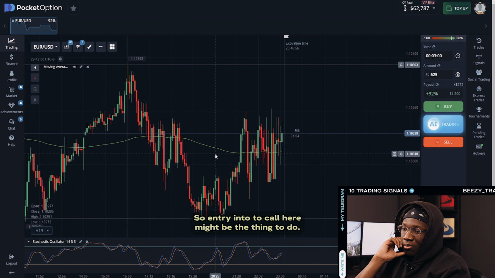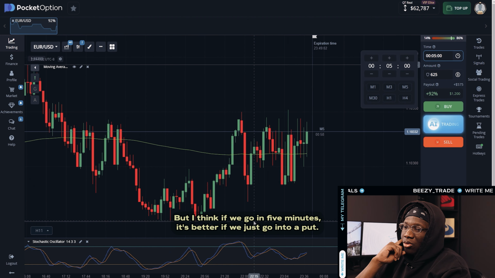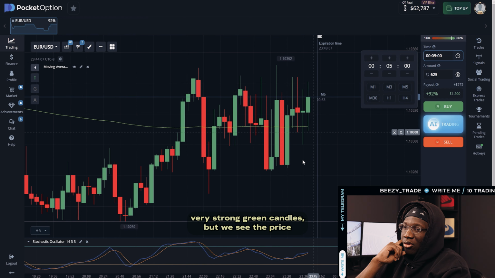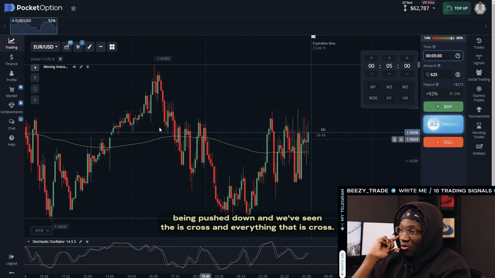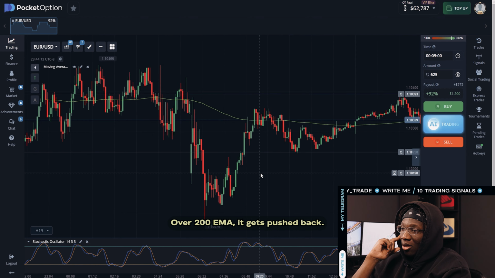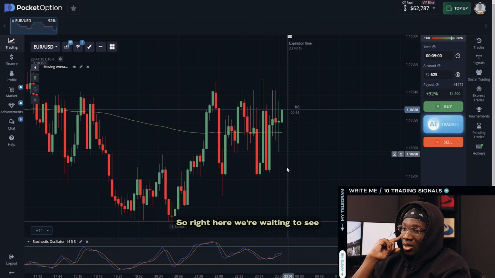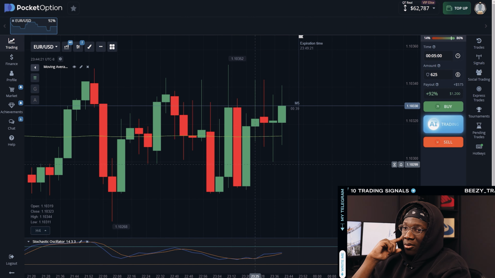Entering into a call here might be the thing to do, but I think if we're going 5 minutes, it's better if we just go into a put, in my opinion, despite the fact that we see very strong green candles. We're seeing that price being pushed down, and every time it's crossed over the 200 EMA, it gets pushed back. So right here, we're waiting to see a situation where the market gets pushed back.